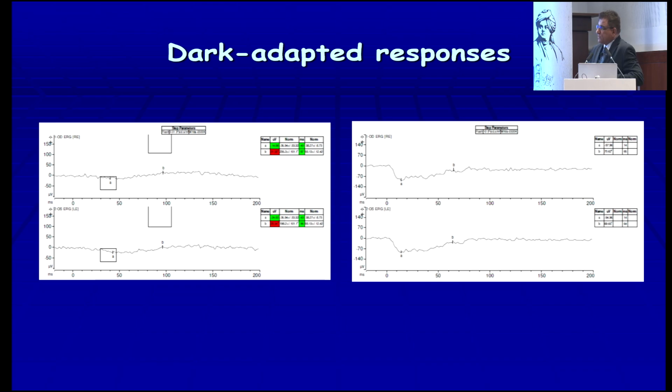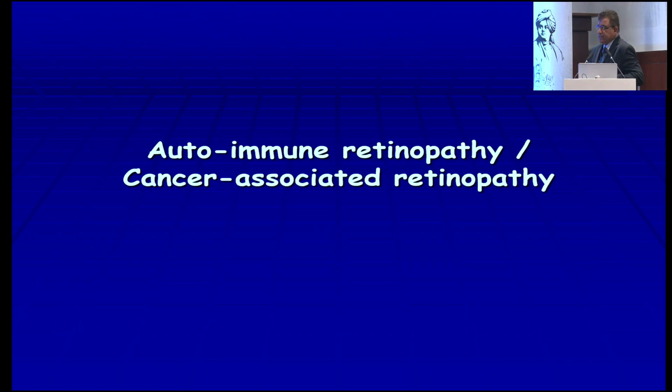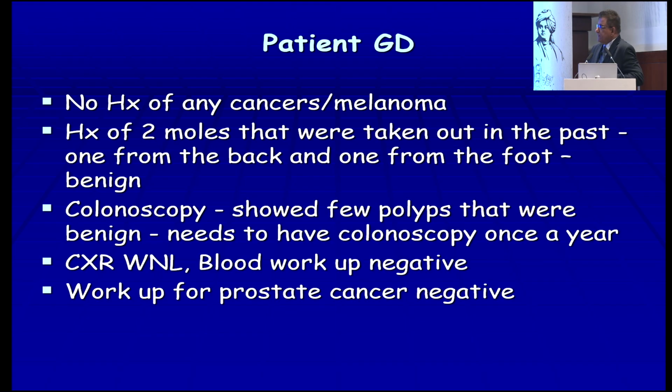So one of the things to think about is to consider getting a retinal antibody panel. The patient was positive on several retinal antibodies, and the diagnosis of autoimmune retinopathy was established, and he had a full checkup. Thankfully, this is now 6 months, and so far the patient is negative for any cancer, but he's being followed for autoimmune retinopathy. Six months, no progression.